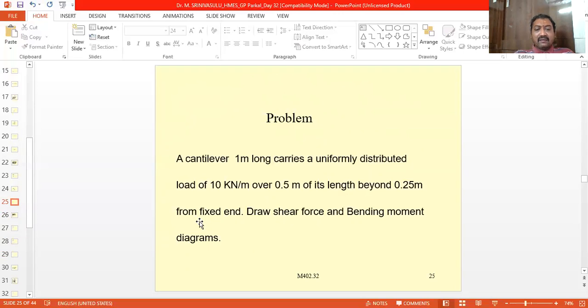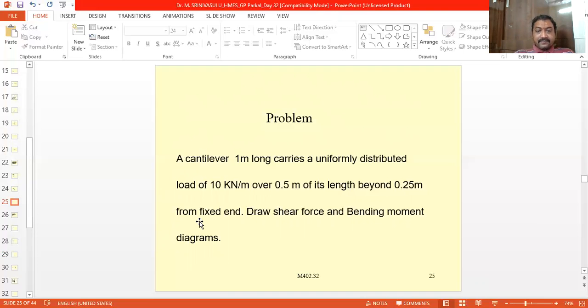A cantilever 1 meter long carries a uniformly distributed load of 10 kN per meter over 0.5 meters of its length, beyond 0.25 meters from the fixed end. Draw the shear force and bending moment diagrams.